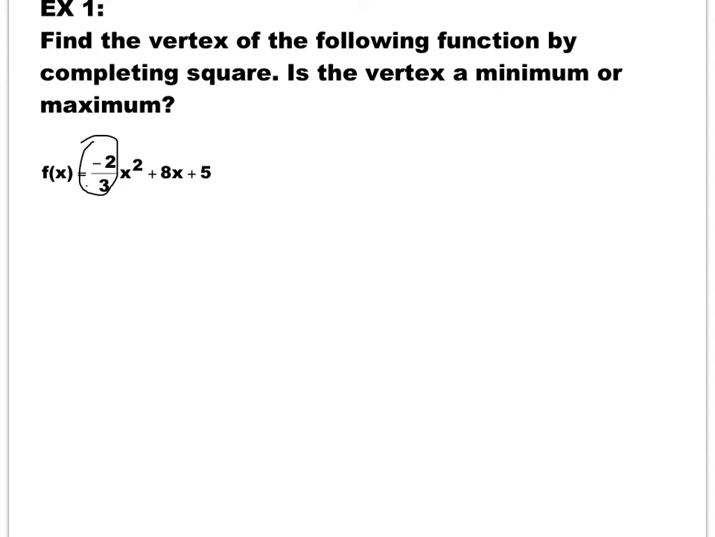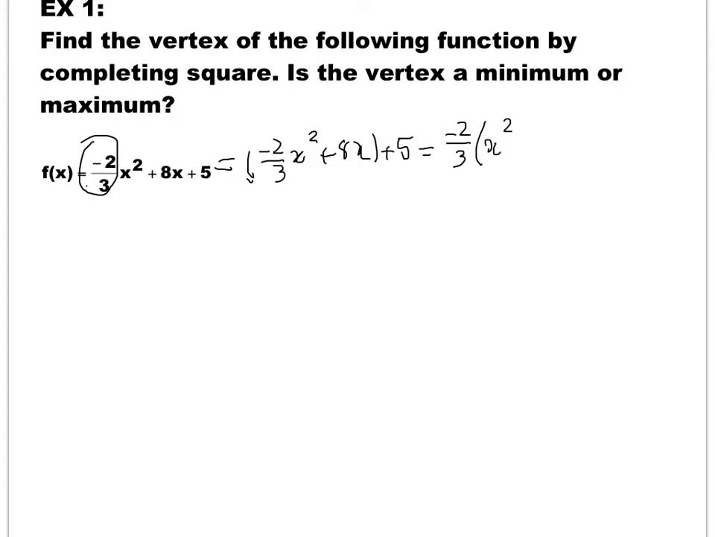Now let's see how we can change this one to vertex form by completing the square. The first thing, as we said before, is we are going to use brackets over the x terms. So we're going to have negative 2 over 3 x squared plus 8x, close bracket, plus 5. Now I'm going to take negative 2 over 3 out because the leading coefficient has to be 1. So it's going to be negative 2 over 3 x squared.